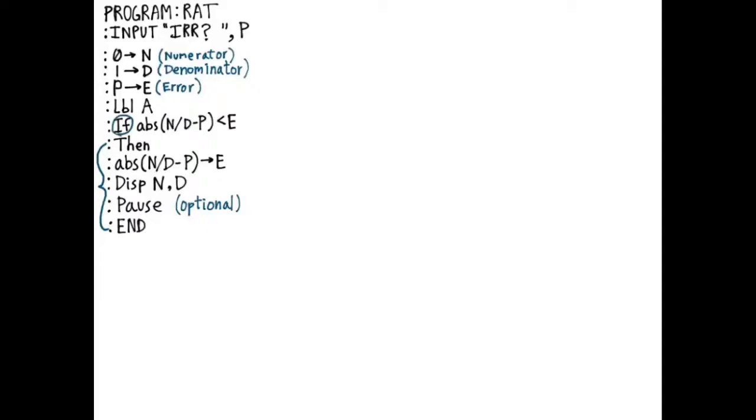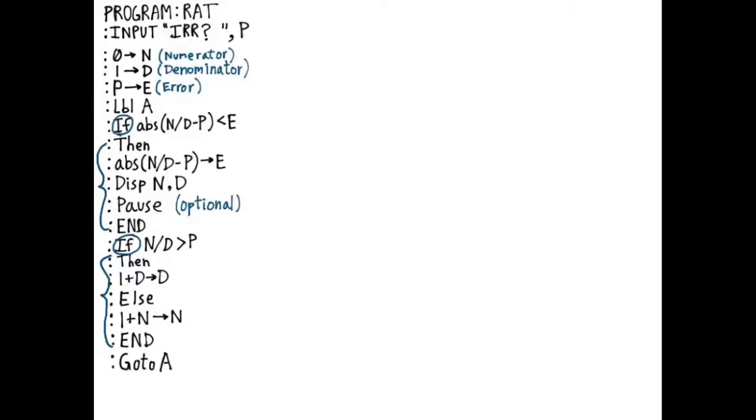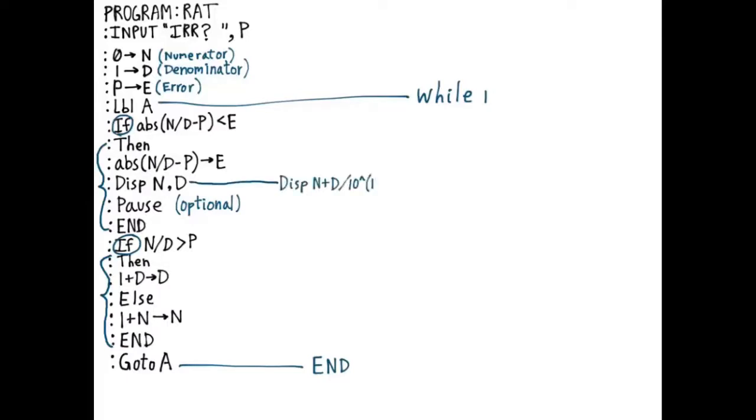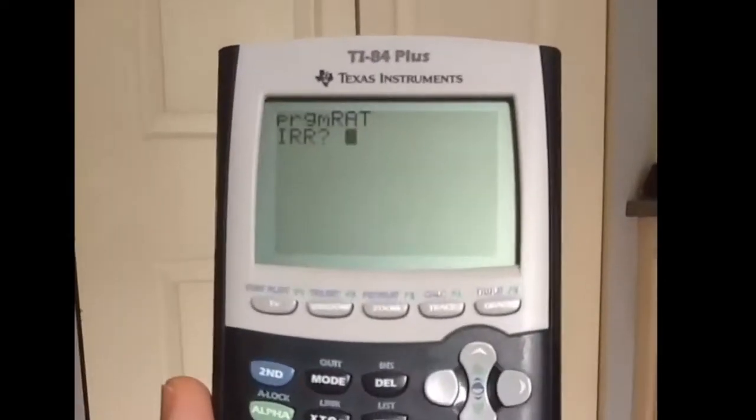The end statement is the end of the if block. The second thing to do is to decide whether the numerator or the denominator goes up by 1. The denominator increases only if n over d is greater than the irrational number p, otherwise the numerator increases. After those 2 tasks are done, loop back to the statement labeled A and continue forever. Actually, go-to statements are poor style in programming, so the program in my calculator looks slightly different from the program written here, although it does the same thing. Also, my display statement puts the 2 numbers on a single line separated by a period. There might be a way to do this with strings, but I didn't figure it out.